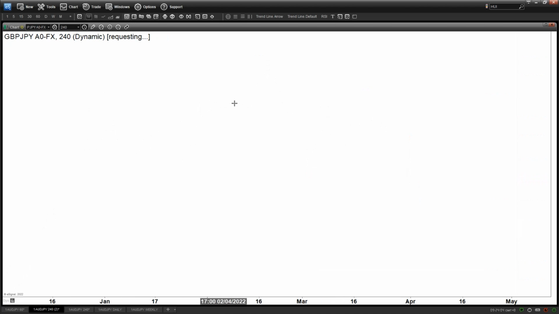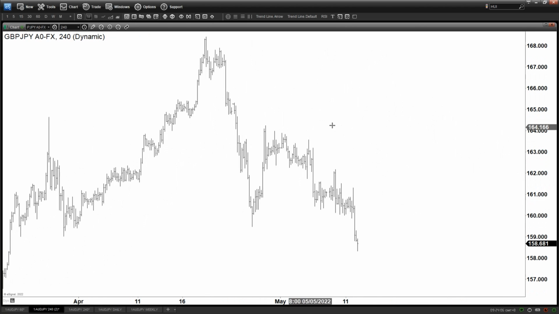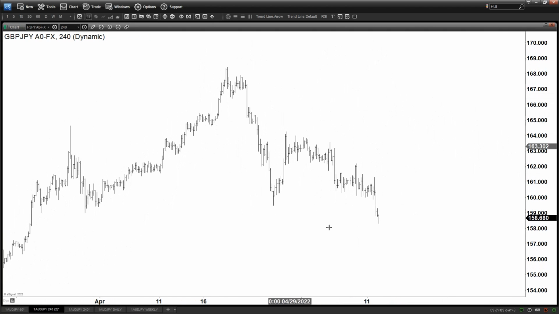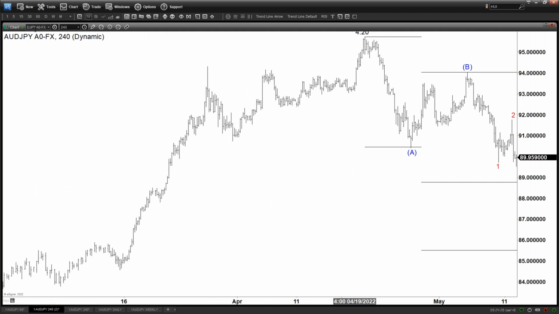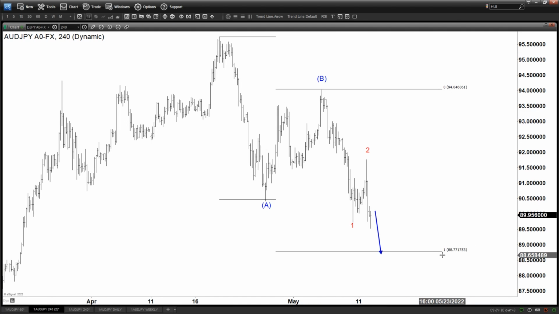Pound yen, you can check here, same thing, we got a lower low. If you measure the extension, you see it has a lot more downside left compared to the AUDJPY. That's the reason why AUDJPY potentially can go down deeper than just the 100%, which is this 88.7.